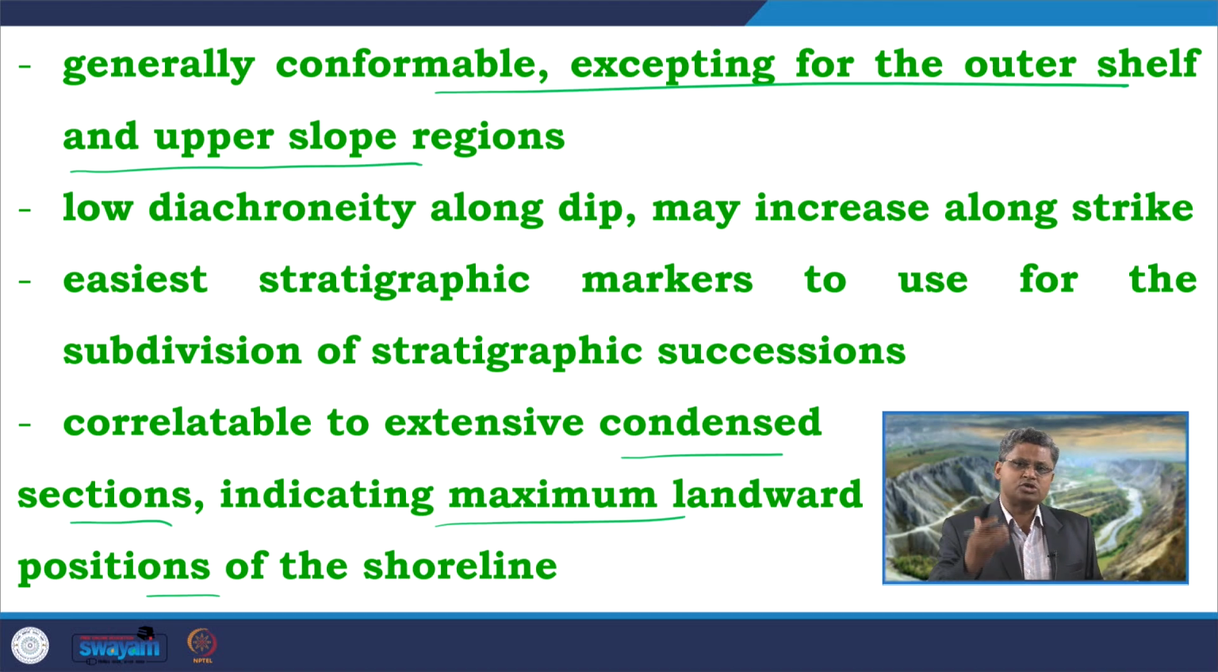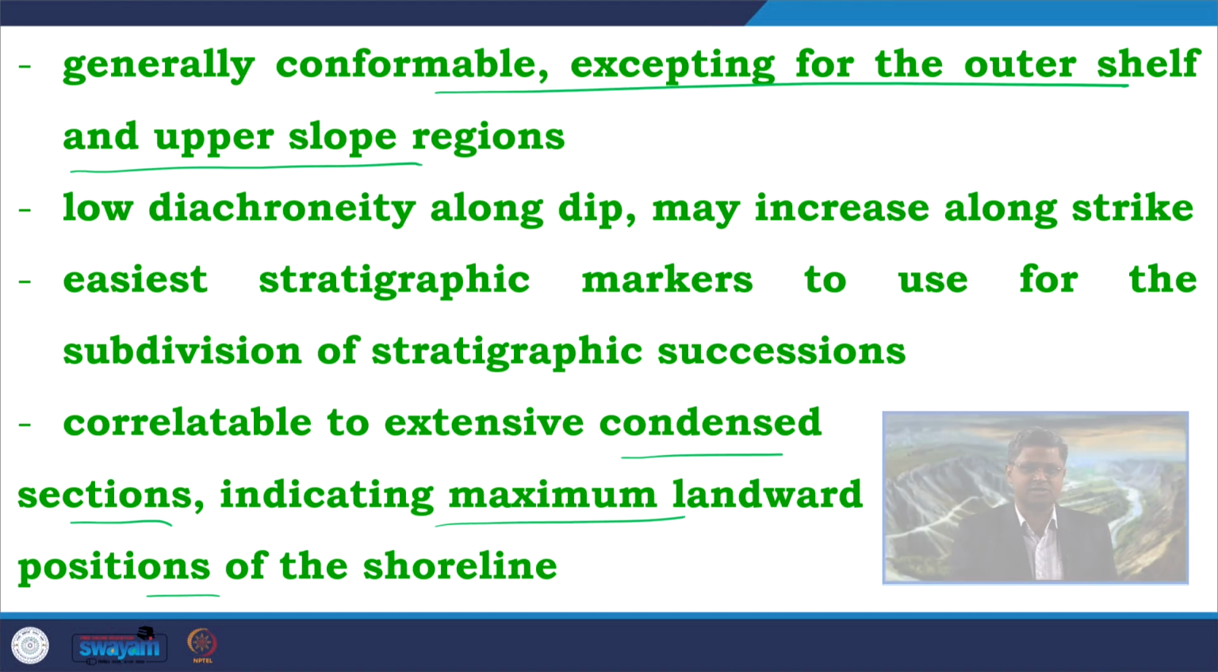Now the question arises, what is a condensed section? Condensed sections are relatively easy to identify and easy to correlate in any type of succession, as they commonly consist of fine grained hemipelagic to pelagic sediments, which accumulated during the time when there is minimal terrigenous sediment supply into the depositional system, for example, within the shelf area or in the deep water environment.